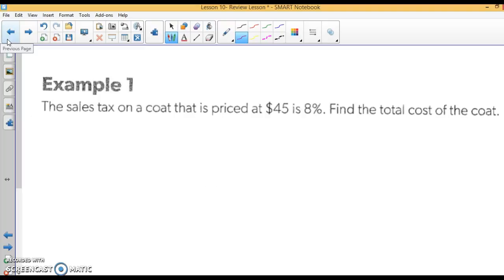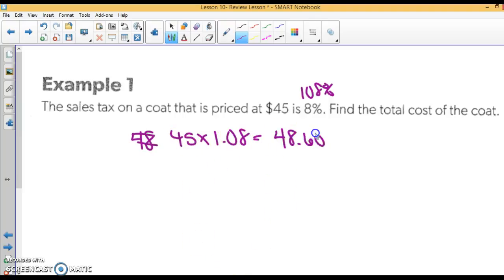All right, example 1. Sales tax on a coat that is priced $45 is 8%. Find the total cost. Well, I'm going to do this the most efficient way. Total cost would be the tax and the cost. So am I paying 108%? So 45 times 1.08, because I'm paying 100% of the 45 and 8% tax, is 48 total cost. Now, if you would have preferred, you could have found the 8% and then added that. You would get the same thing.